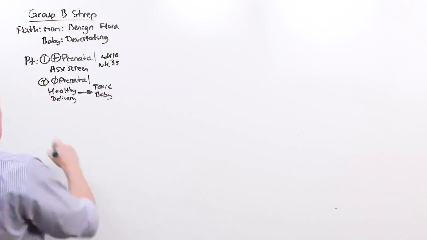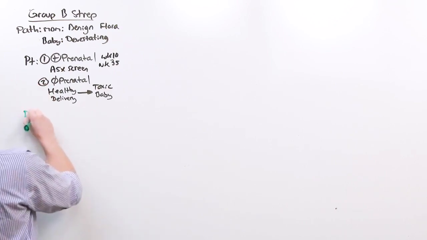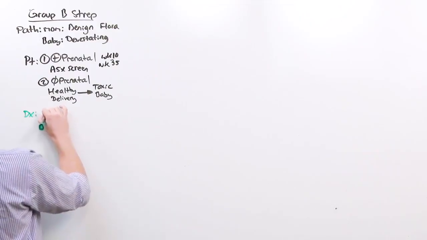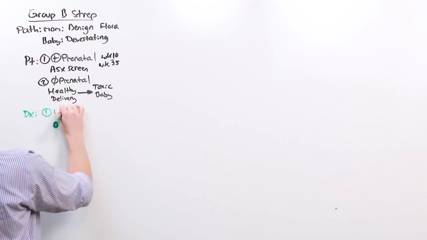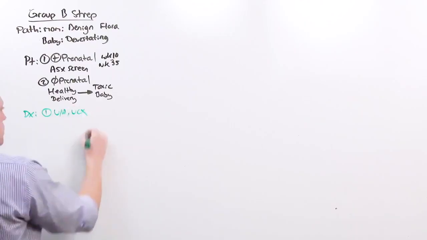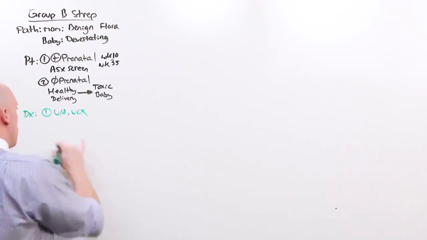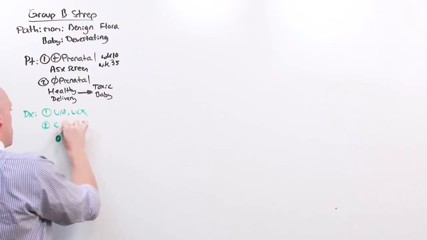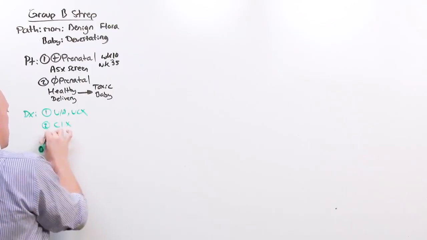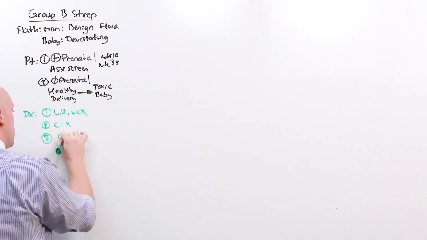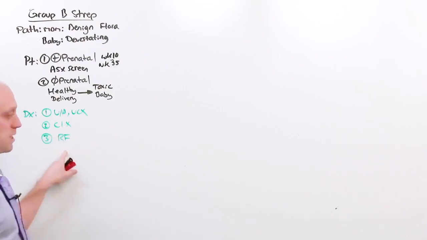The diagnosis is going to be made, hopefully by an asymptomatic screen. So the first way you make the diagnosis is by getting urinalysis and urine culture, and if it's positive for group B strep, it's positive. The second way is going to be clinical, baby crashing on you. The third way is going to be if she's risk factor positive, and this is where the test is going to get you.